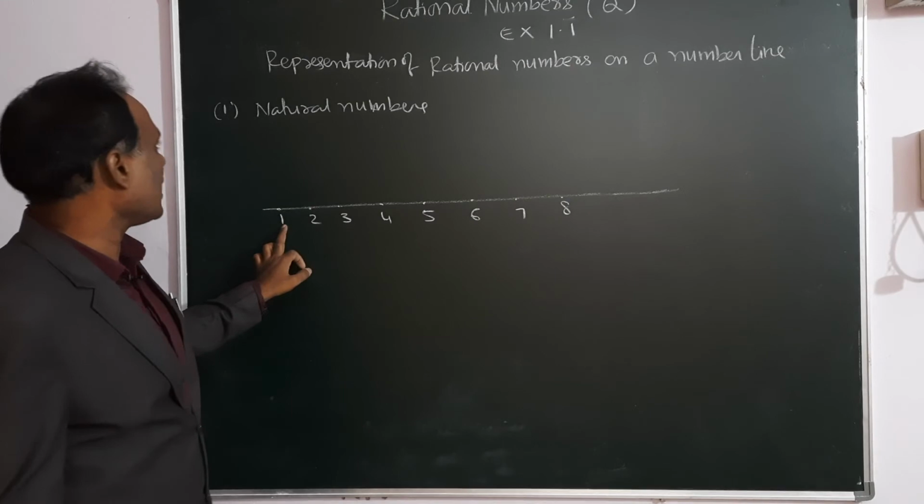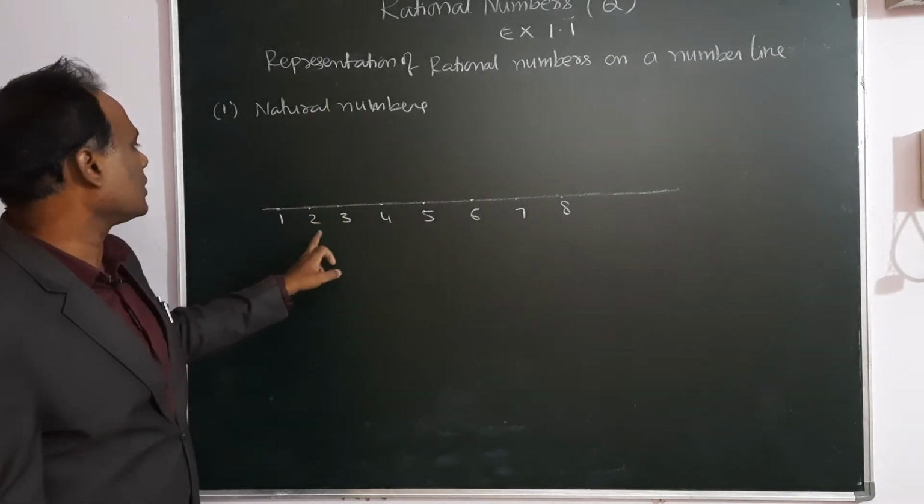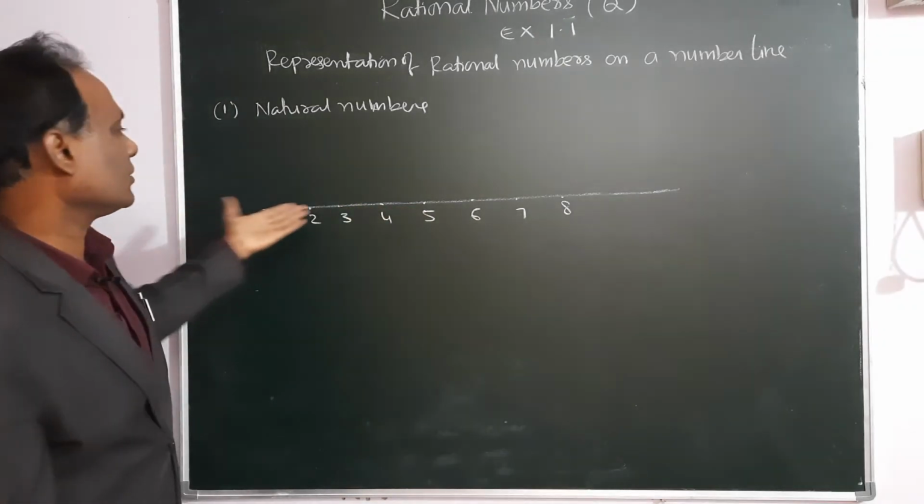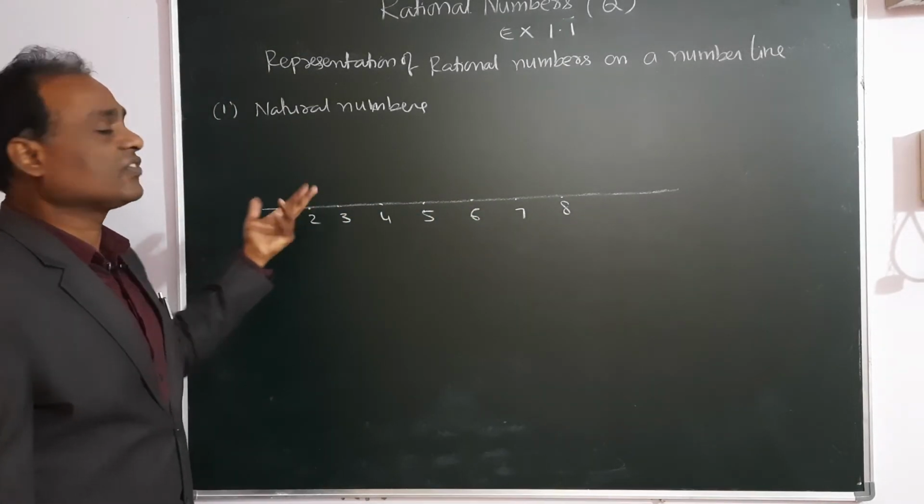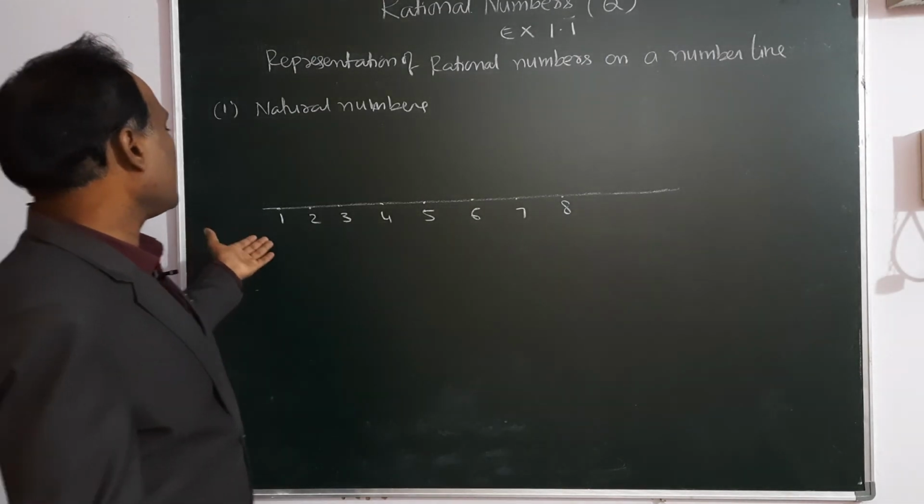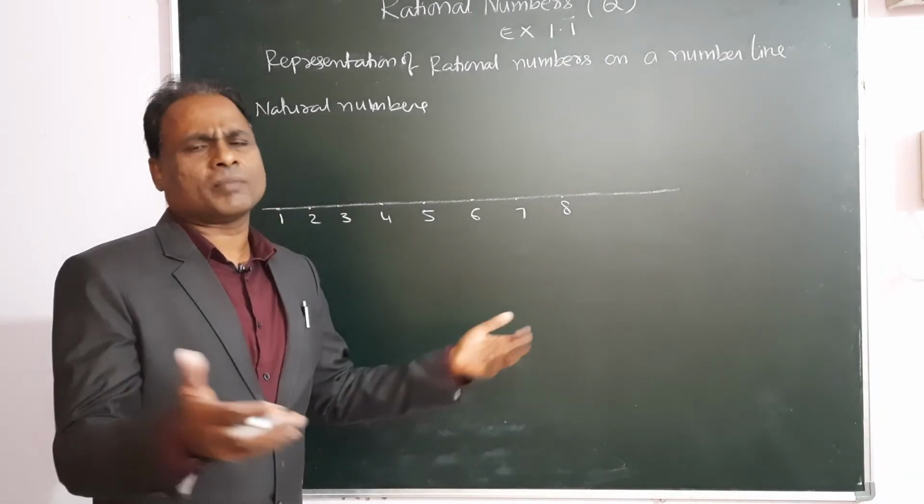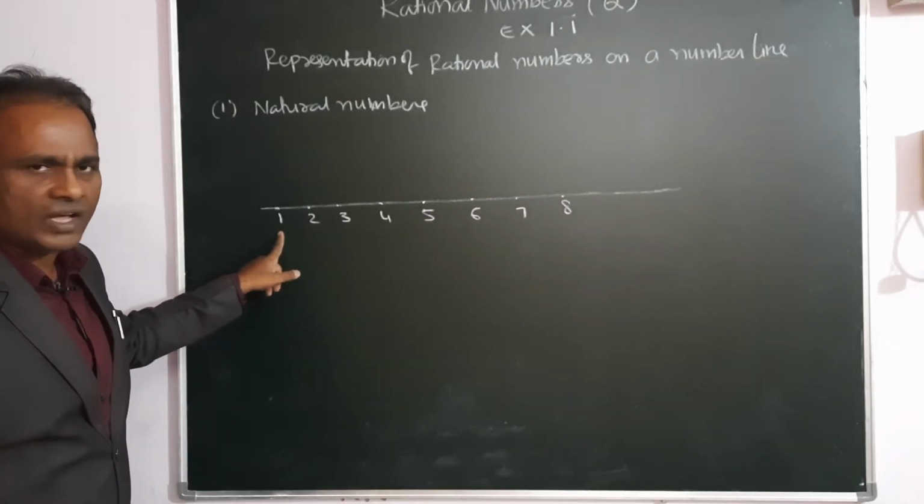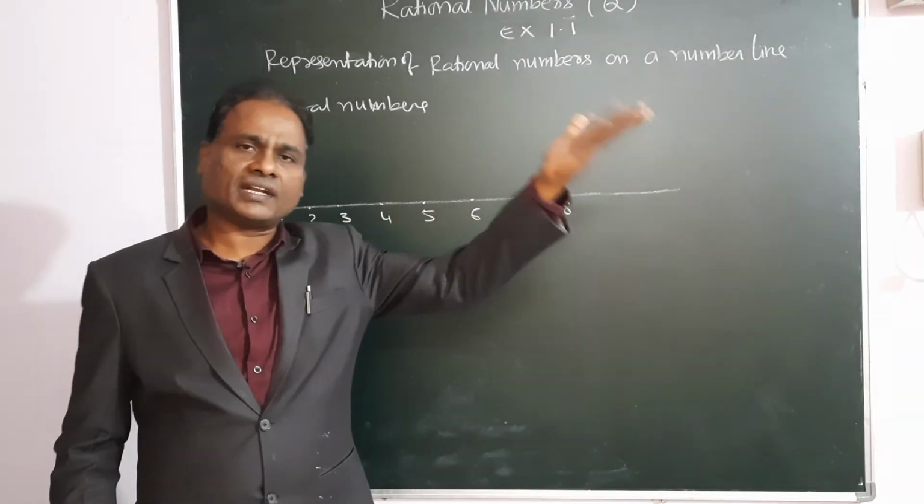So, starting from 1, 2, 3, 4, 5, 6, 7, 8, we can represent them on a line. So, this is called a number line. The line on which the numbers are represented is nothing but a number line. So natural numbers I represented, 1, 2, 3, 4, 5, 6, 7, 8, 9, 10 like that.